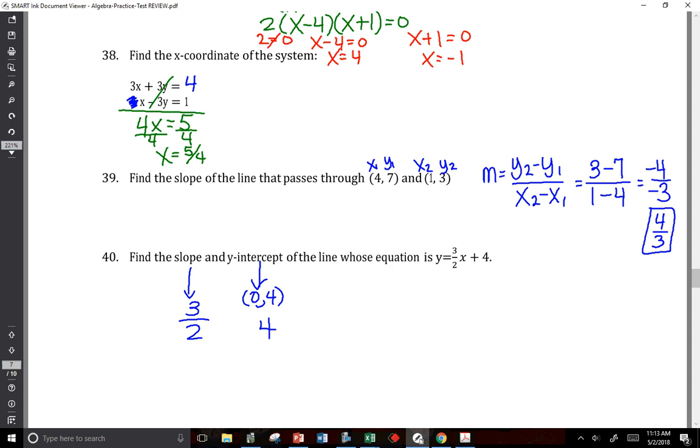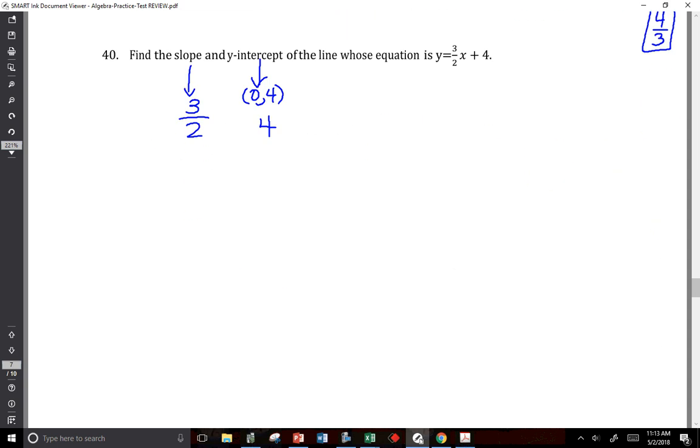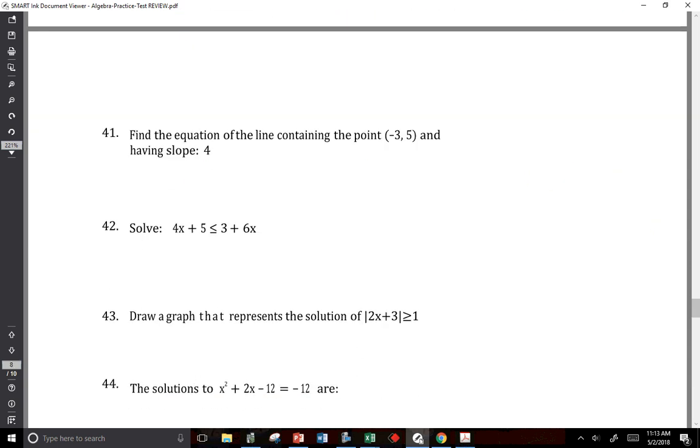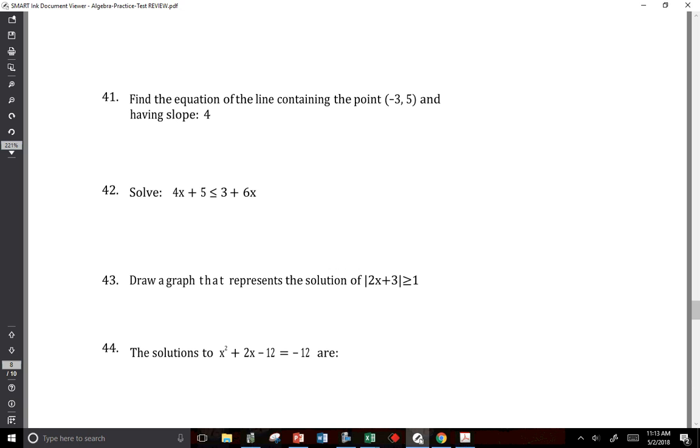So we have 5 equals -12 plus b. So we're going to add 12 to both sides. And so we have 17 equals b. So the equation would be y equals 4x plus 17, if you don't want to have to remember that other formula.